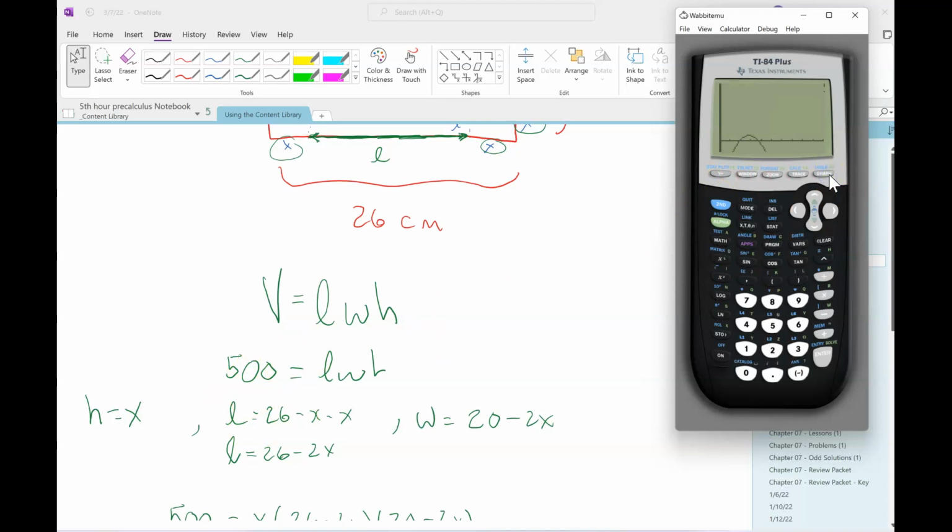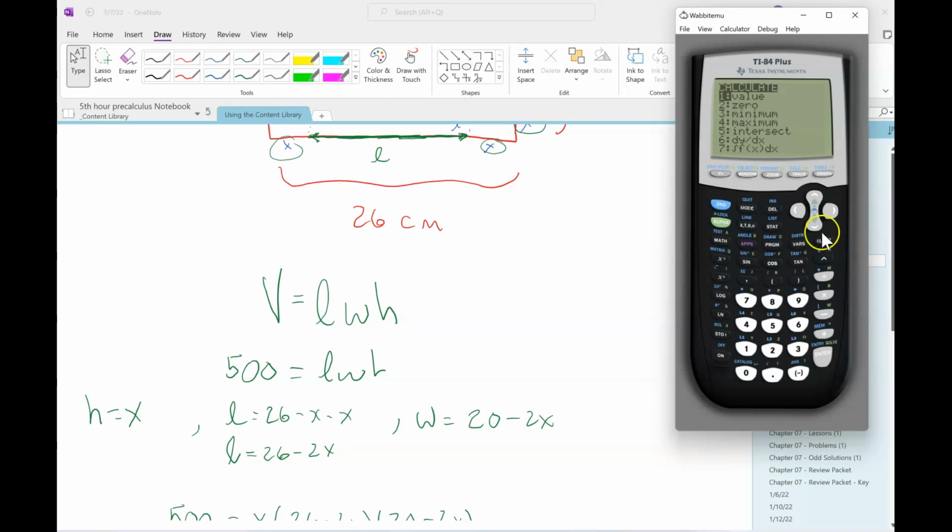So let's go ahead and graph. Well, there we go. I see two x-intercepts. What does that tell me? There's two answers. That's fine. Not a big deal. So to find those x-intercepts, I press second, and then the trace button. And which command do I use to find x-intercepts or zeros for my function?